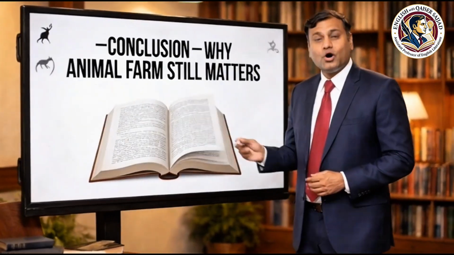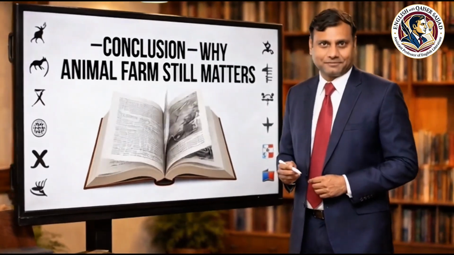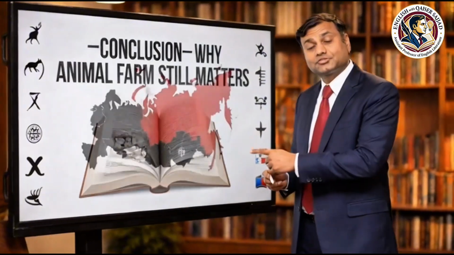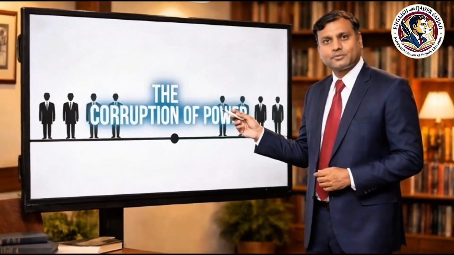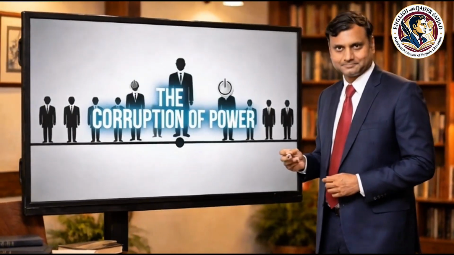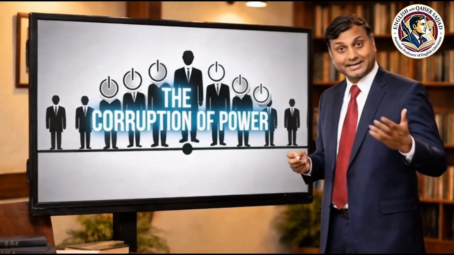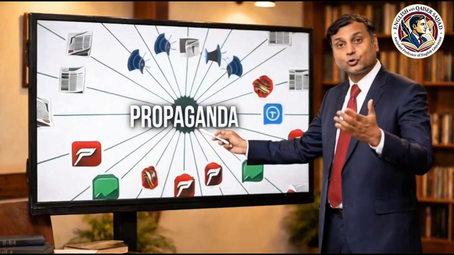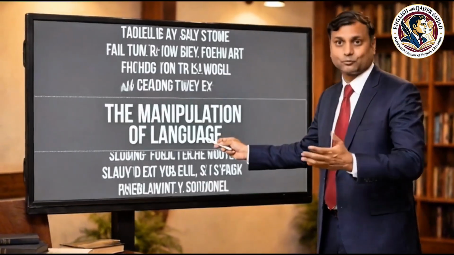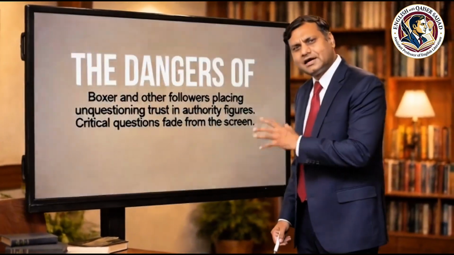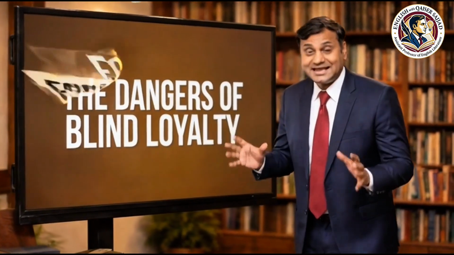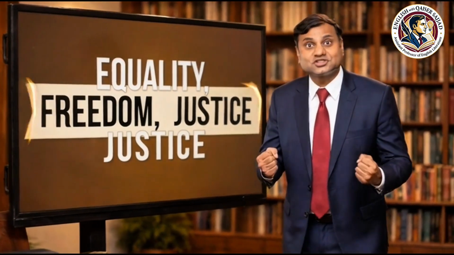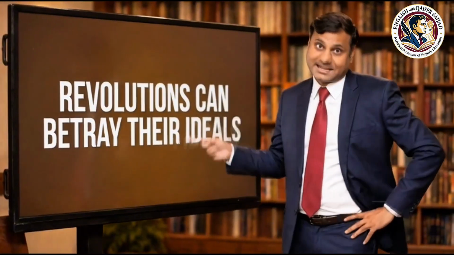So, class, what is the ultimate lesson of Animal Farm? Is it simply a story about Soviet Russia? No, it is much more than that. It is a story about the corruption of power. It is a story about propaganda. It is a story about the manipulation of language. It is a story about the dangers of blind loyalty. Most importantly, it is a story about how revolutions can betray their original ideals.